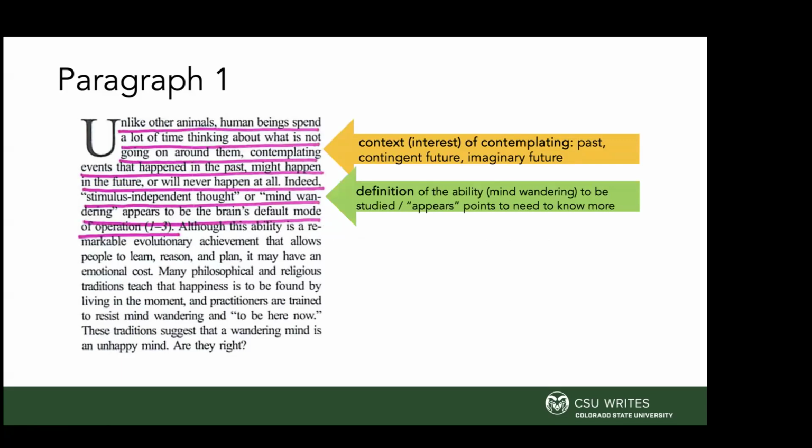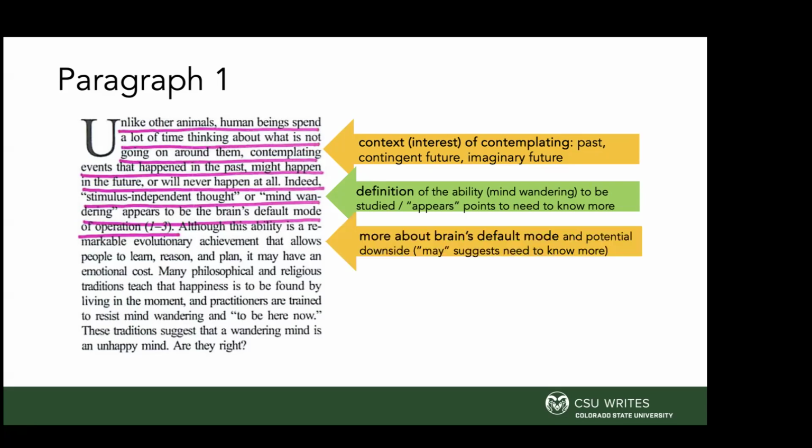We get a definition, so we get some clarity, just in case people might go off on, "Whoa, this is kind of atmospheric. There's a lot that could be happening or not ever happening at all." We get grounded then with a definition on the ability of mind wandering to be studied and how it appears, right? Which means that we need to know more whether this really is the brain's default mode of operation.